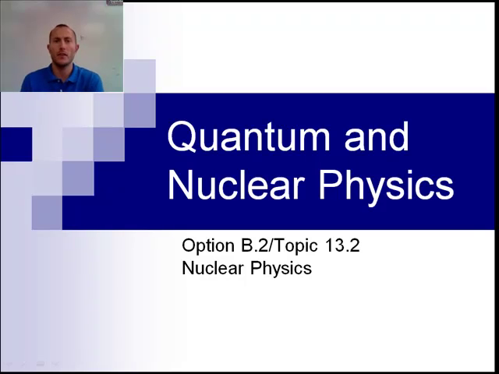The second part of topic 13, or option B, deals with nuclear physics, and here we're going to talk a little bit about how we make some of the nuclear measurements that are made, specifically the nuclear radii and nuclear mass, and how we can measure the radius of different nuclei and the mass of different isotopes.